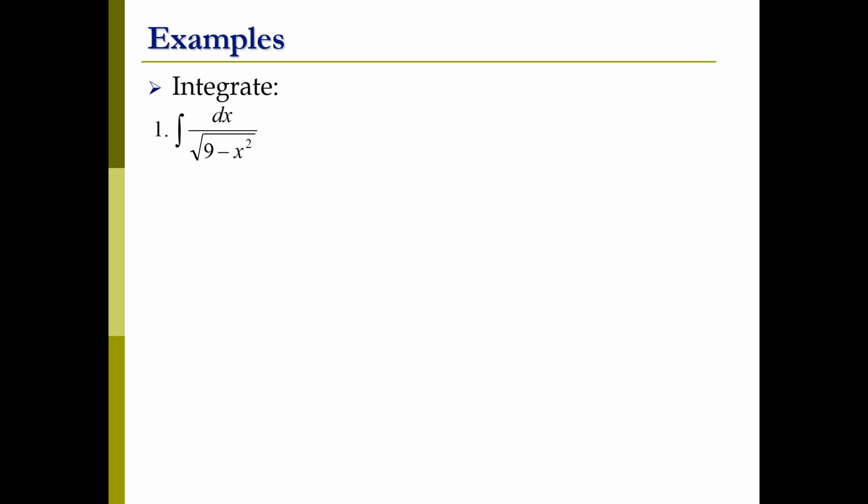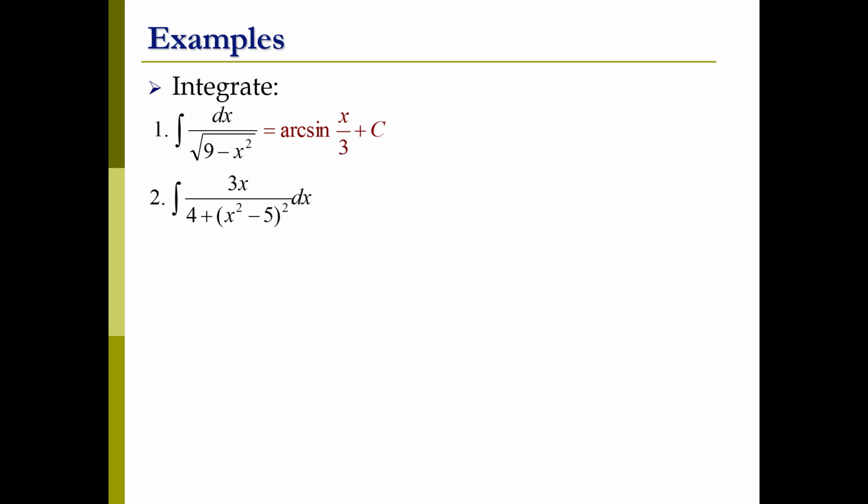Okay, so let's give this a try. Why don't you pause your computer right now and see if you can solve this. If you've solved this correctly, we're going to let a equal 3, which 3 squared of course is 9. u in this case is just x, and so it's 3 squared minus x squared, which is arcsine of x over 3 plus c. If you got that, good job. See if you can solve the next problem on your own.